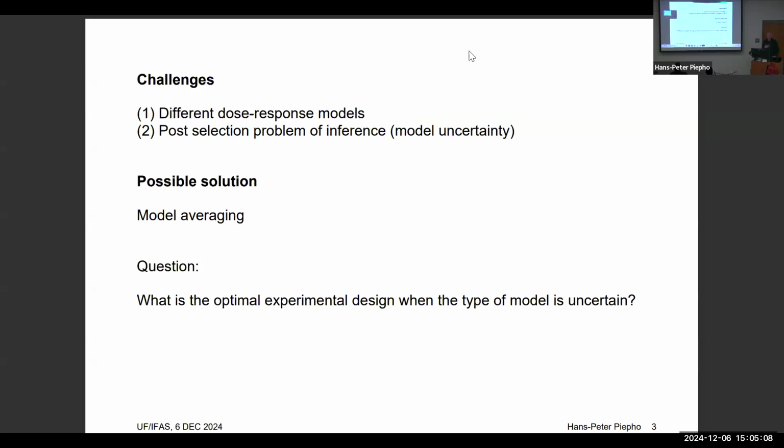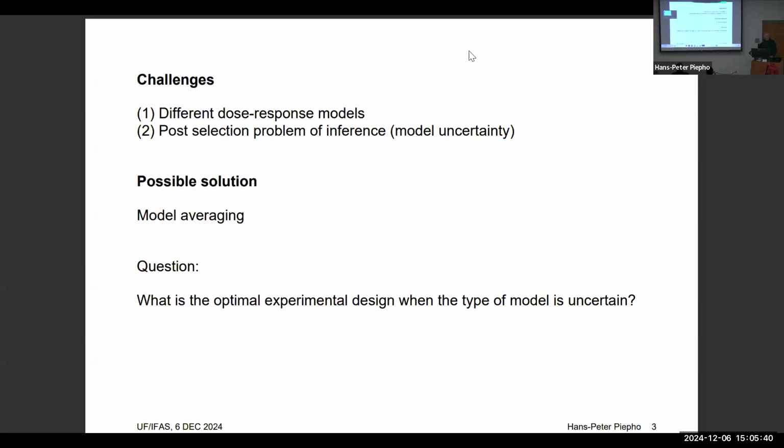But there's a post-selection problem, because the model selection itself is not taken into account when it comes to the inference. We pretend that that's the true model and the only model, but it's actually the case that we've done a bit of snooping and checking which model might be a good fit. And so taking that into account is actually a good idea. One possible solution is known as model averaging. So this is going to be about model averaging.